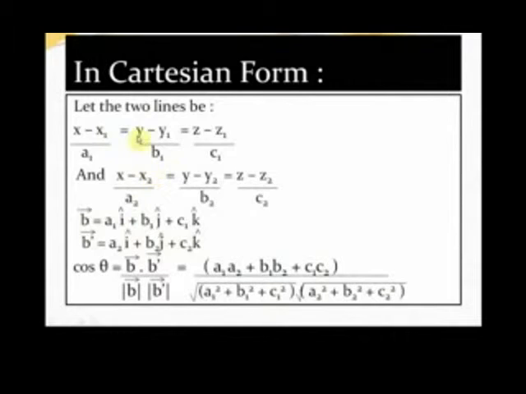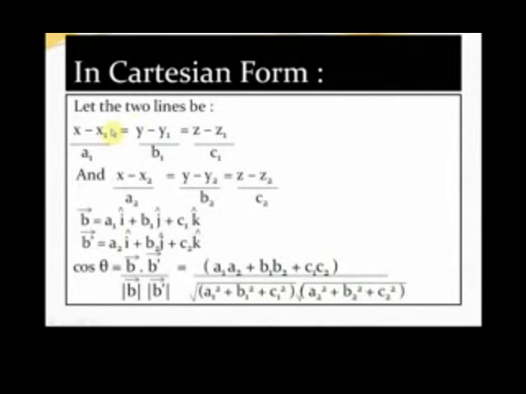This is because these represent the direction of this line, and in the previous case, that is the vector case, vector B represented the direction of the first line and vector B dash represented the direction of the second line. Now cos theta is equal to vector B dot vector B dash divided by the magnitude of vector B into the magnitude of vector B dash. So this is equal to, we take the dot product of these two vectors to get a1 a2 plus b1 b2 plus c1 c2 divided by the modulus of this. The magnitude of this vector is under root of a1 square plus b1 square plus c1 square, and the modulus of vector B dash is equal to under root of a2 square plus b2 square plus c2 square.